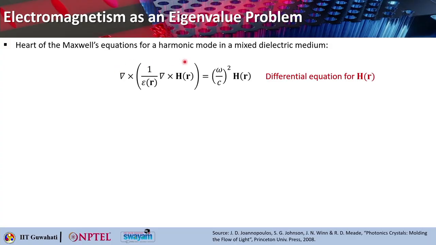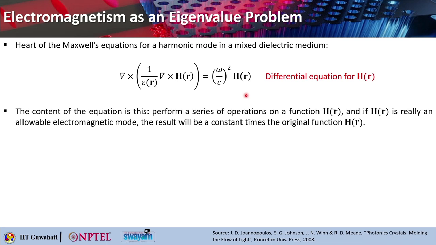So, the heart of Maxwell's equations for a harmonic mode in a dielectric medium can be written as this. Okay? So, this is nothing but a differential equation of HR. Okay? And the content of this equation, if you see, is that you are basically performing a series of operations on the magnetic field HR, okay? And if HR is really an allowable electromagnetic mode, the result that you obtain on the right side is nothing but a constant times the original function HR.